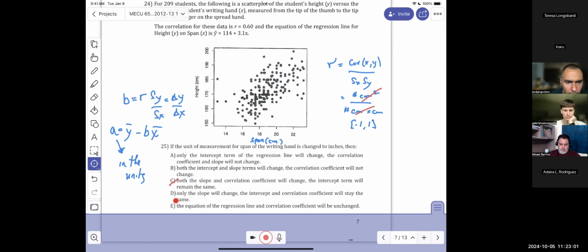Oh no, wait, only the slope will change. No, it should be the intercept. No, I think that's only the intercept, both the intercept and slope, the equation line, correlation. Why am I stumped? So what do you guys say? The slope and the intercept. The slope will not change.